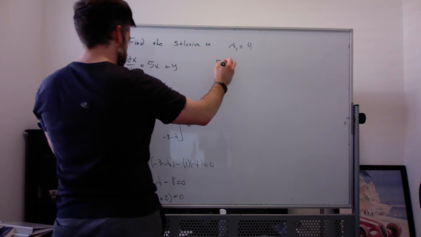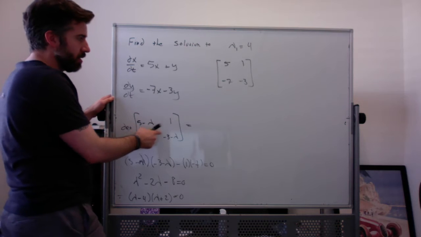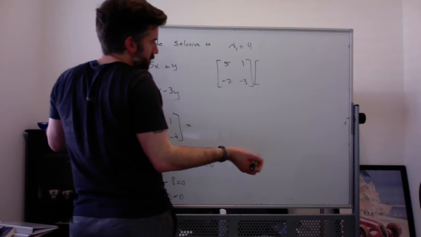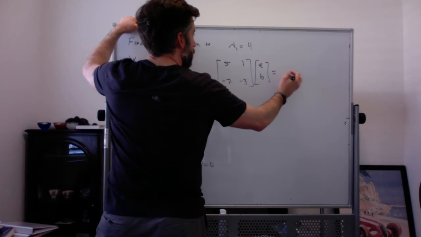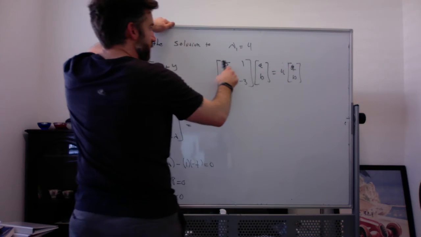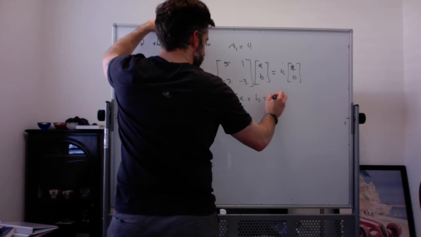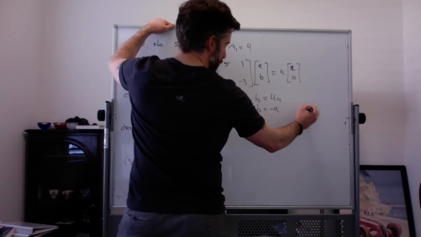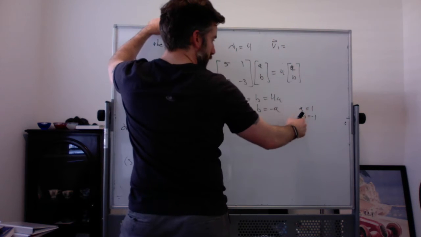I'll take my matrix A, 5, 1, negative 7, negative 3. Multiply it by the candidate for the eigenvector, which I don't want to call x and y because it's going to get confused. Let's just call it A and B. Equals 4 times it. Using the first equation, 5 times A plus 1 times B equals 4 times A. Subtracting 5A, B equals negative A. Let A equal 1, B equals negative 1. So the eigenvector V1 is 1, negative 1.